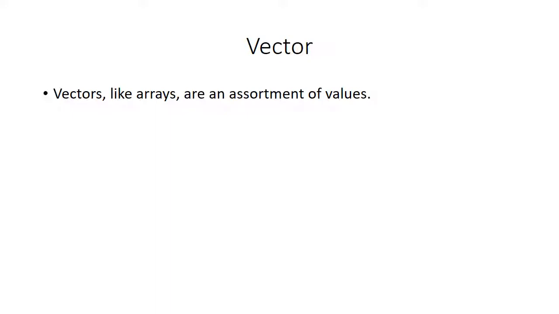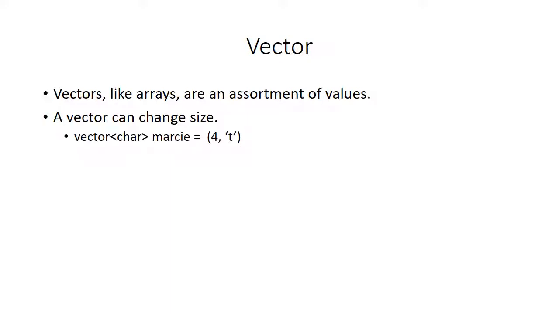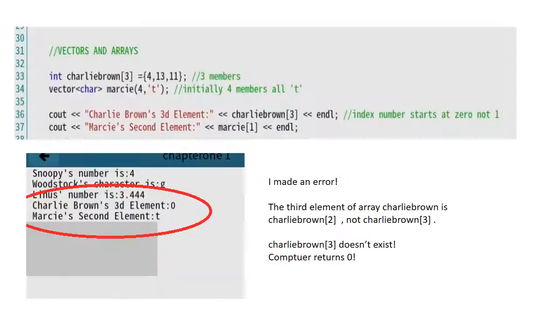Vectors are an assortment of values as well. However, vectors can change size. This is how a vector declaration looks. And you can also use characters for vectors. Vectors are not necessarily used very much in elementary stuff, but they're very much like arrays. This vector has 4 members. Each member is t in this instance because that's just simpler. But vectors will have the ability to add an additional member to it, not just change the values.